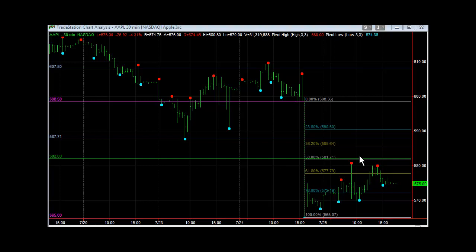So barring any crazy news over the night, there's a high probability that it'll retest this 565 level. So let me pull up a daily chart now to give you some other ideas of other support zones and areas of interest.